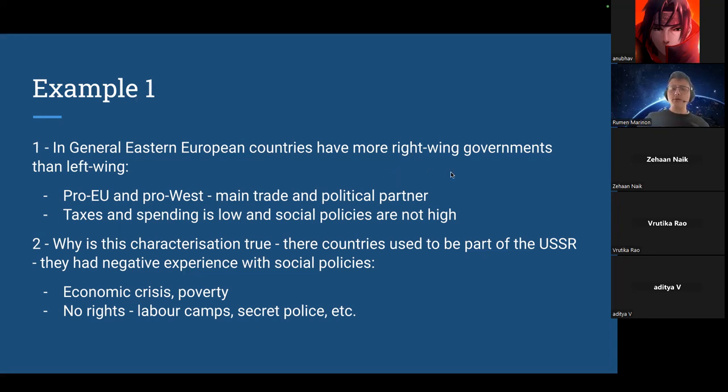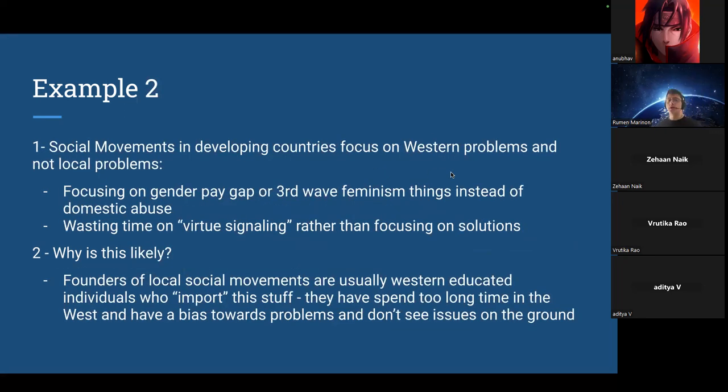Let's look at a second example. Example 2: social movements in developing countries focus on Western problems and not local problems. So basically, what does this look like? It looks like, for example, focusing on the gender pay gap or issues associated with third wave feminism, like having the right to sexualize yourself, instead of focusing on the actual predominant issues within these countries, like domestic abuse, which is the number one issue within these countries.